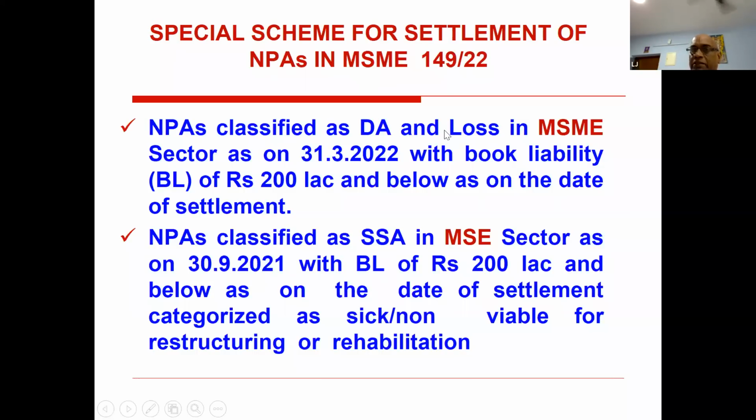MSME only if it is doubtful and loss asset. You see the dates here, 31/3/2022 and 30/9/2021. These date questions were asked. Here it is doubtful and loss. Here it is substandard. The liability is the same in both cases. Okay, sir? With that, we commence with the special OTS scheme for MSME loan, HO Circular 149/2022.